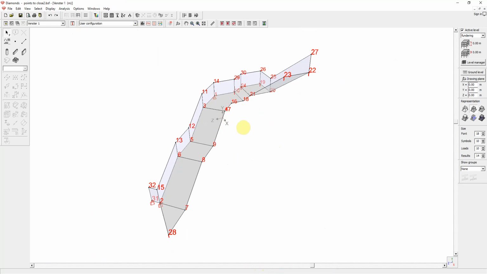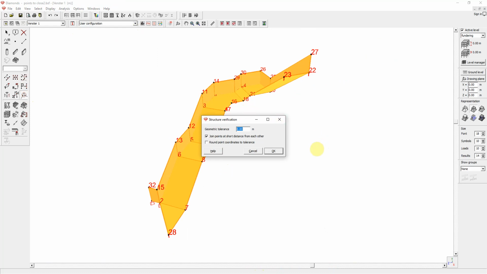Now, how can we solve this? We will perform a structure verification, and not only for this point, but for the whole structure. This is to be sure that we solve all similar problems, not just the one that we have detected. So I'm selecting the whole structure and I'm opening the dialog window for structure verification.